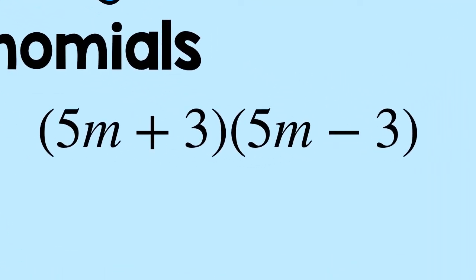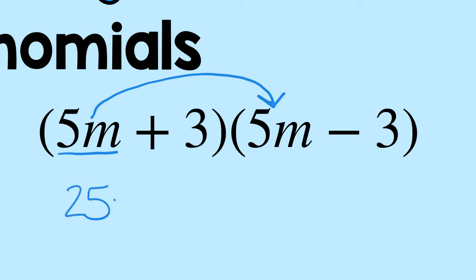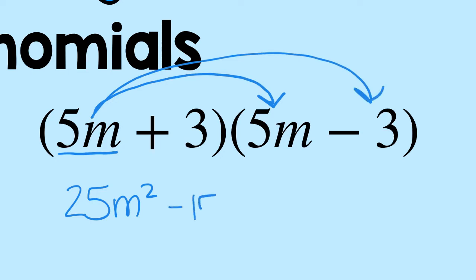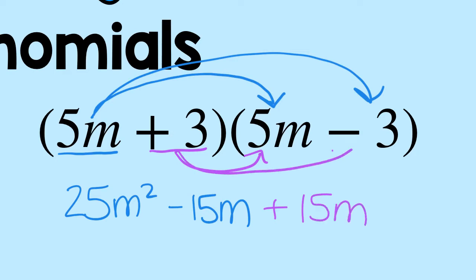So same thing here, we're just going to distribute twice. So we'll start with the first term, 5m times 5m, that would be 25m squared. And then 5m times negative 3, that would be negative 15m. Okay, let's do the 3. So the 3 is going to go to the 5m. So 3 times 5m is positive 15m. And then 3 times negative 3, that would be negative 9.